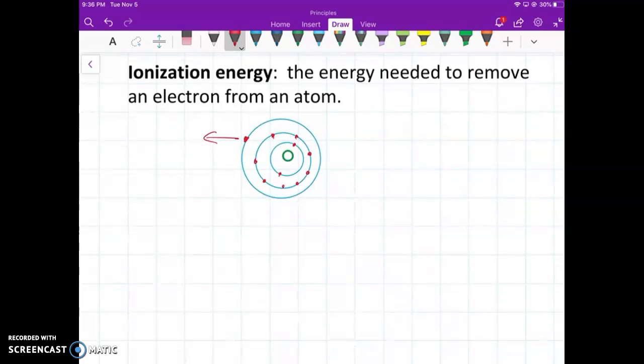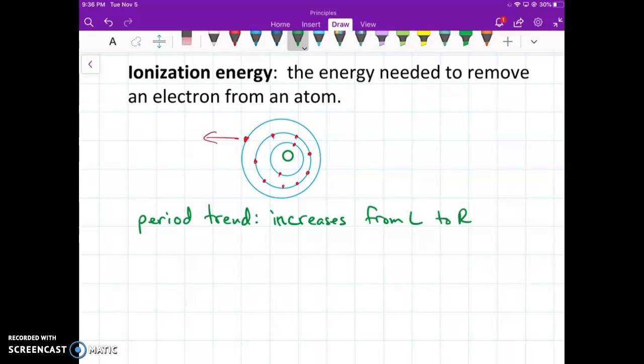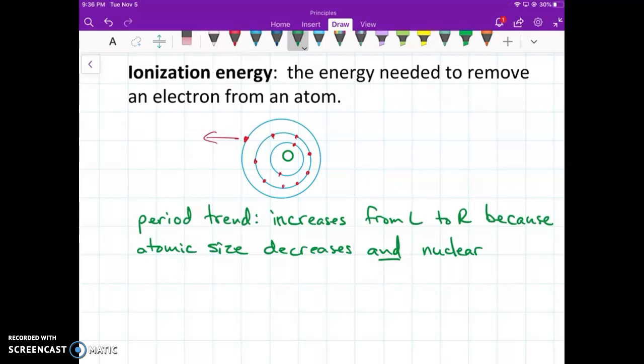So ionization energy, we'll start with the period trend, because I just mentioned it, is that it increases from left to right because atomic size decreases and the nuclear charge, the charge of the nucleus, meaning the number of protons, goes up, so the nuclear charge increases. Okay, so that's our period trend with ionization energy.